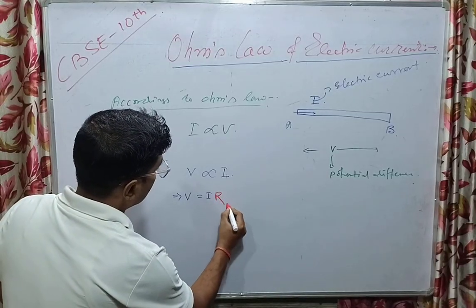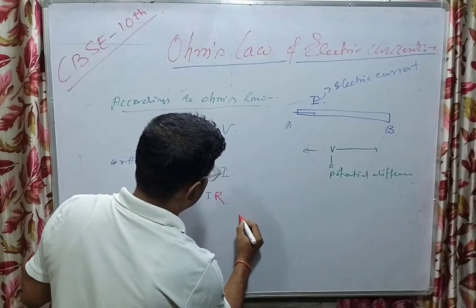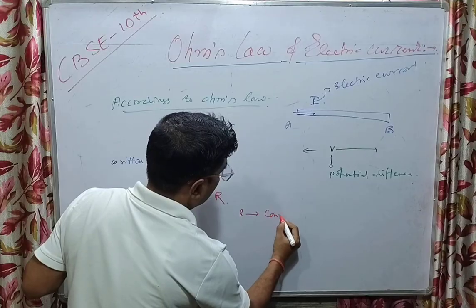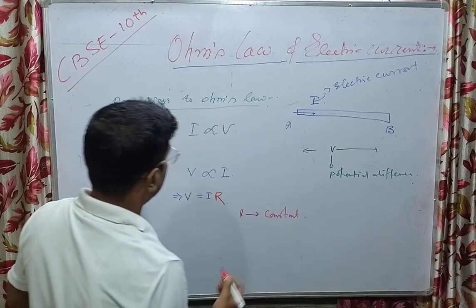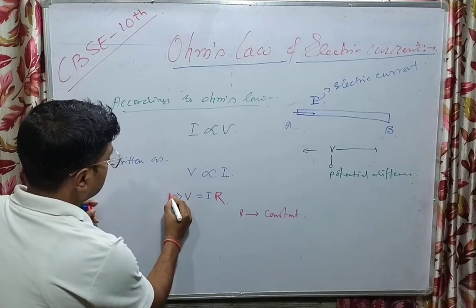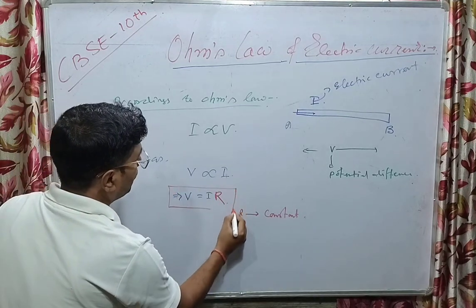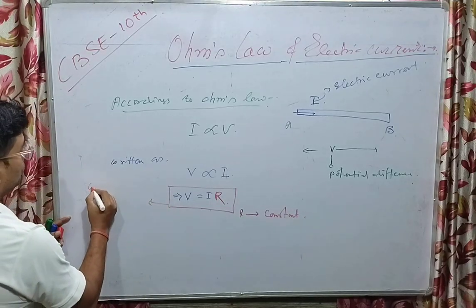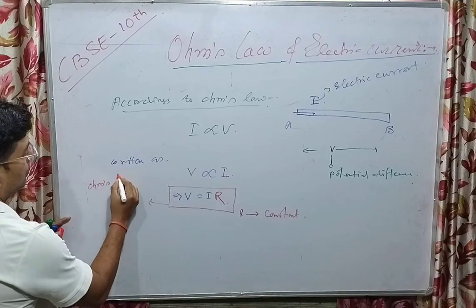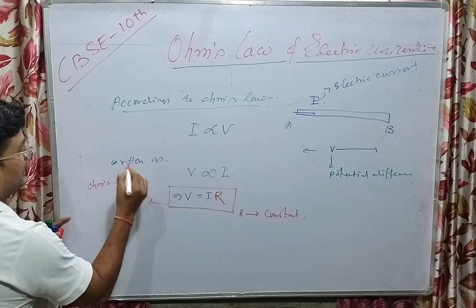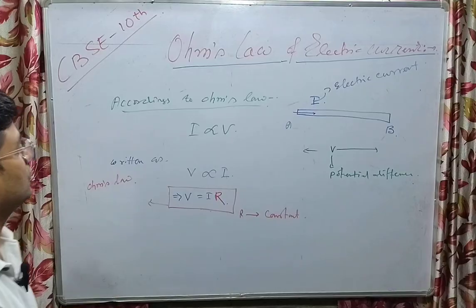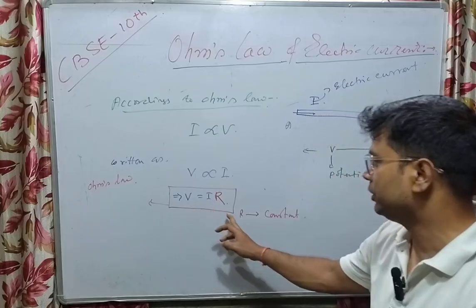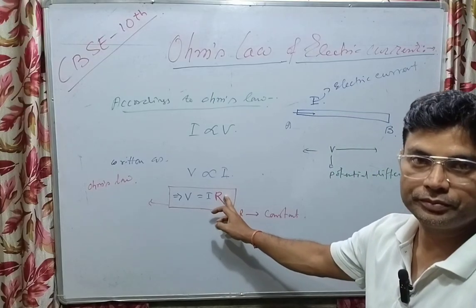Where R is a constant, the proportionality constant. This is, students, the equation of Ohm's law of electric current. That is, V is equal to I into R. Clear?